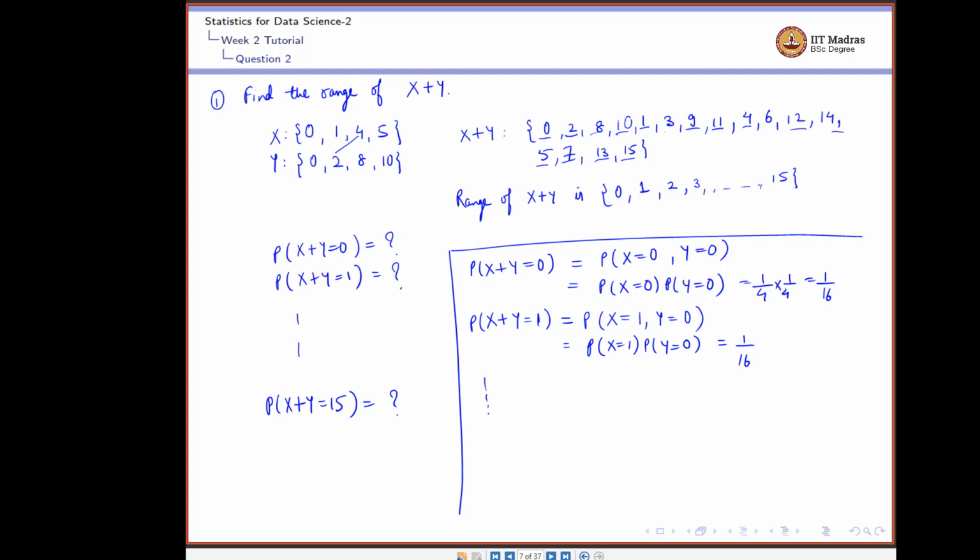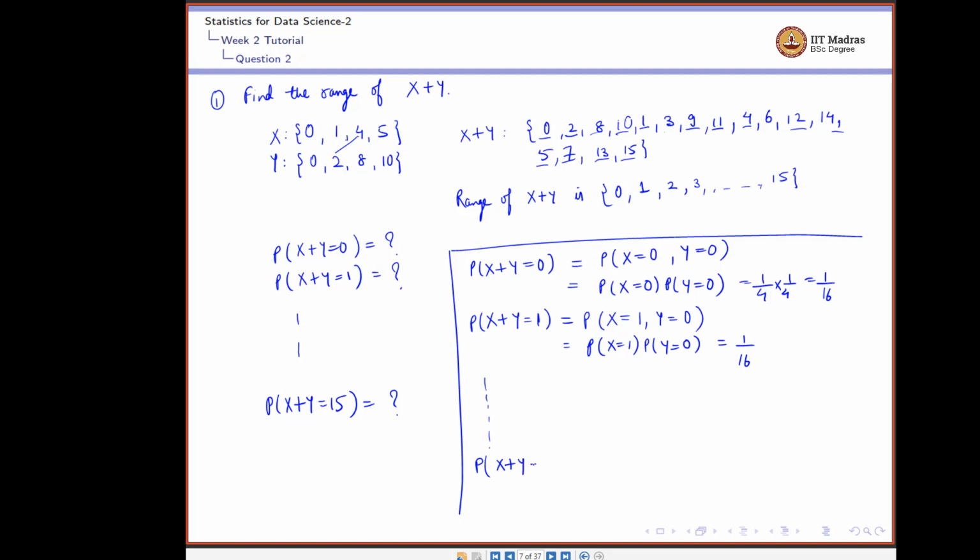Similarly, as we can see, for each of these values that x plus y takes, we have only one possibility for x and y. So for every such case, for x plus y equals 2, for x plus y equals 3, you will have one such pair of values for x and y, for which you will get the probability 1 upon 16.